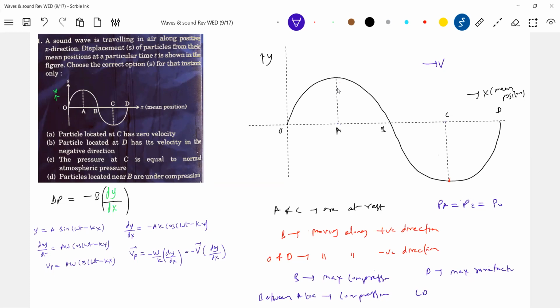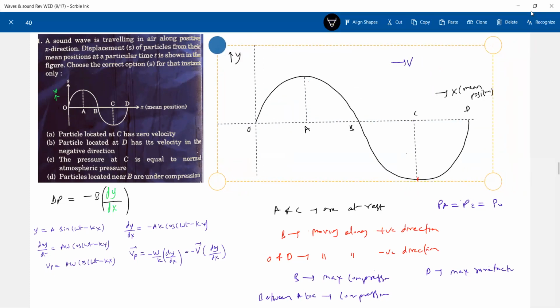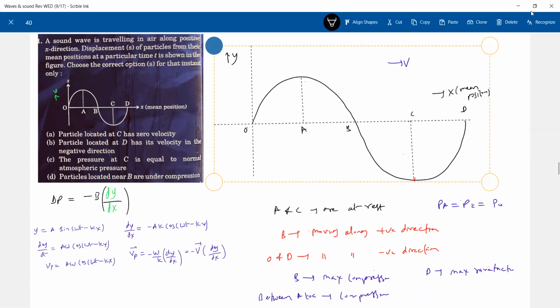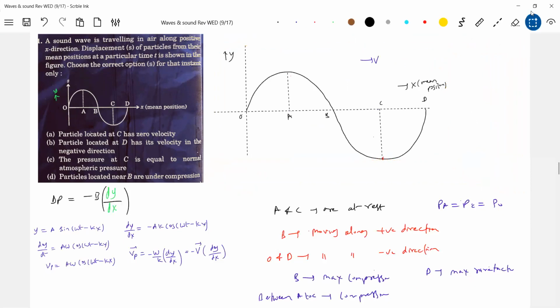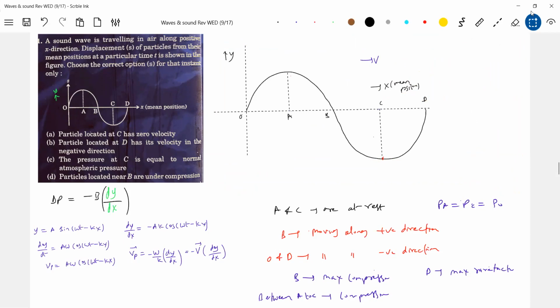Similarly, these are small basic formulas that should be applied properly. We'll extend further. C to E will be rarefaction.